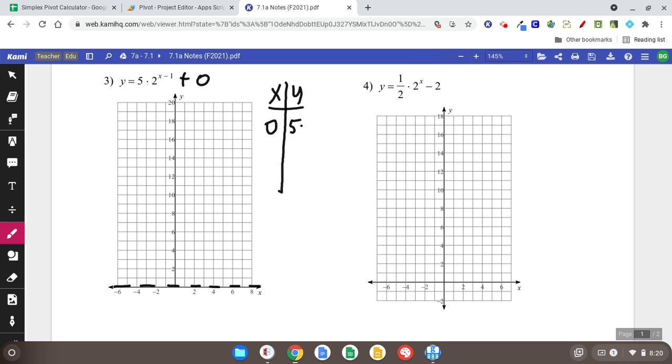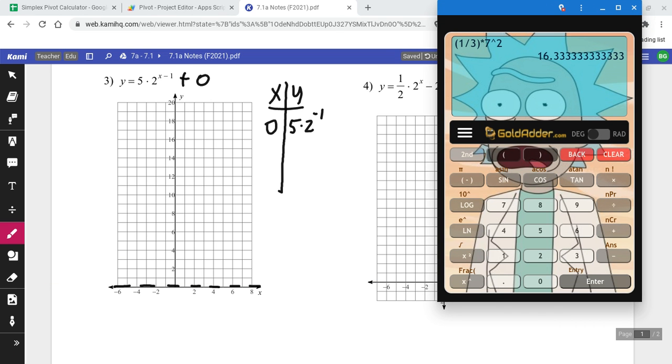I'll have 5 times 2 to the 0 minus 1, which means I'd have 5 times 2 to the negative 1 power. 0 minus 1 gives me negative 1. And there's nothing wrong with that. I can do that. 5 times 2 to the negative 1 gives me 2.5. So the point 0, 2.5. You've got to eyeball that up. And then if you plug in 1, 5 times 2 to the 1 minus 1.